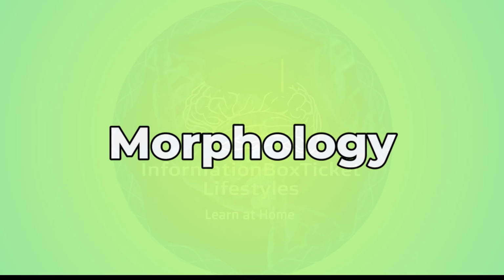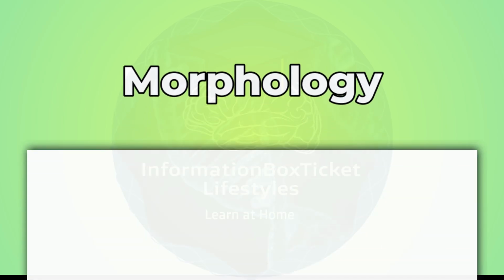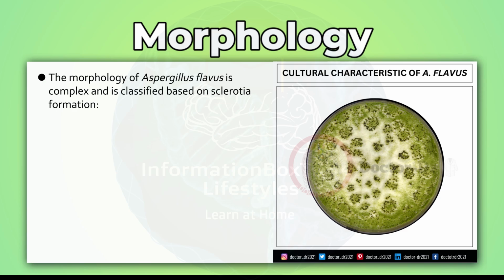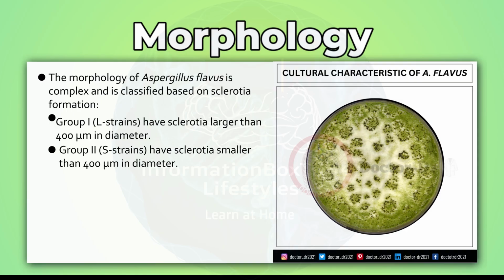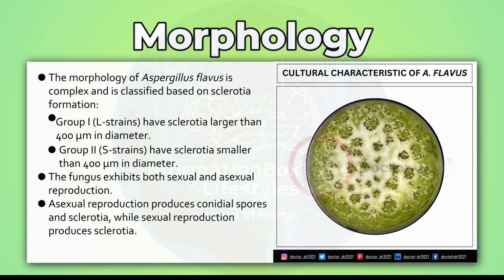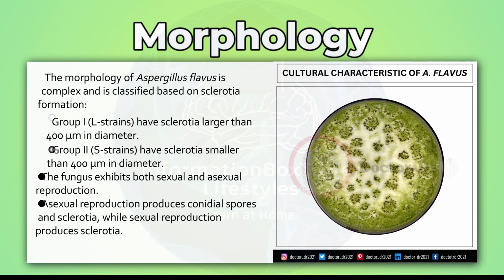Morphology of Aspergillus flavus. The morphology of Aspergillus flavus is complex and is classified based on sclerotia formation. Group 1, L strains, have sclerotia larger than 400 micrometers in diameter. Group 2, S strains, have sclerotia smaller than 400 micrometers in diameter. The fungus exhibits both sexual and asexual reproduction. Asexual reproduction produces conidial spores and sclerotia, while sexual reproduction produces sclerotia.